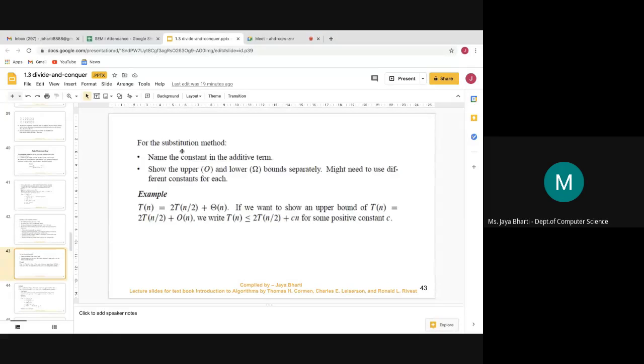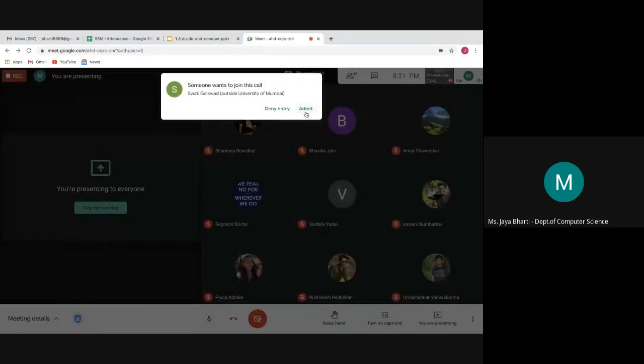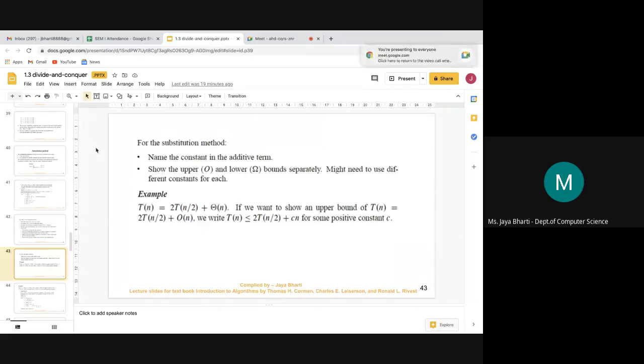Okay, so for the substitution method, name the constant in the additive term, show the upper and lower bound separately, and might need to use a different constant for each. So what it is saying is, suppose you don't know how to guess the exact solution, so what you can do कि जो भी हमारा रिकरेंस रिलेशन दिया होगा उससे हम इजीली हम अपर बाउंड और लोअर बाउंड गेस कर सकते हैं. Okay, so we can guess the upper bound and lower bound for the solution.